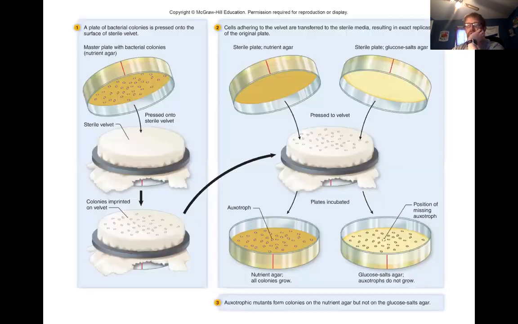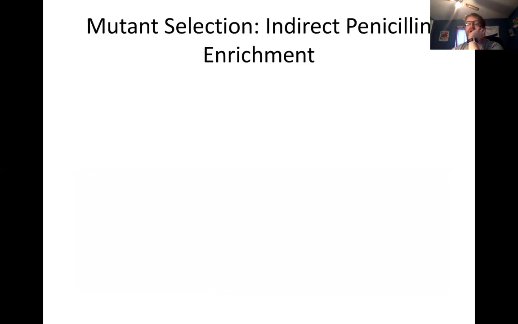Now, if you go back and look, you're like, man, that's a lot of colonies to look through and compare back just to find your mutant. So what's a way that you can limit the number of prototrophs, the number of wild types that grow, to make it easier to identify your auxotrophs or those mutants? Well, one of the ways you can do that is something called indirect penicillin enrichment.